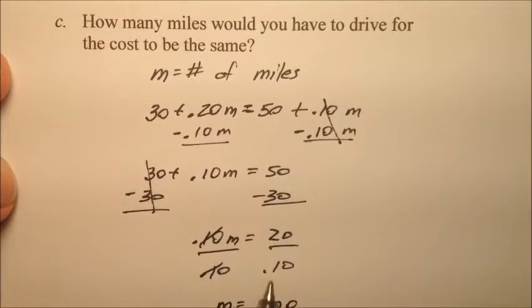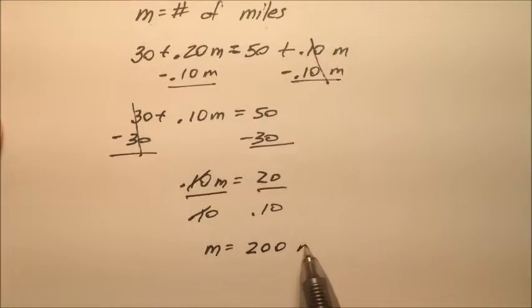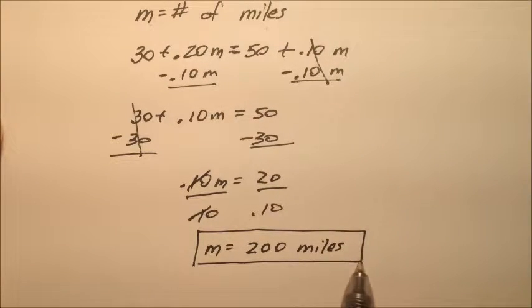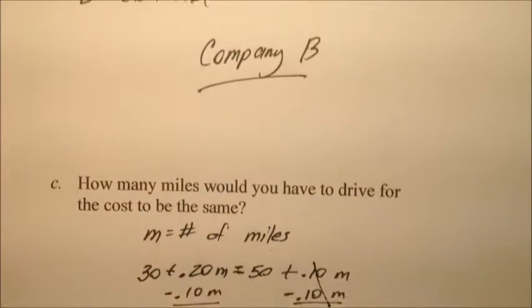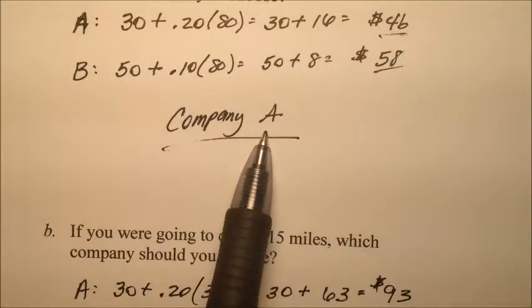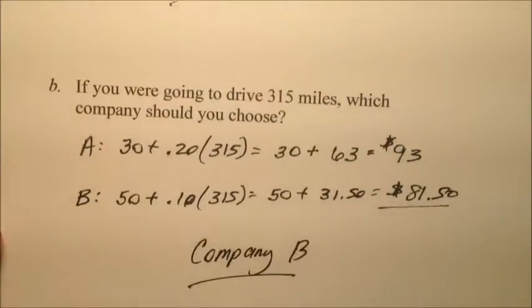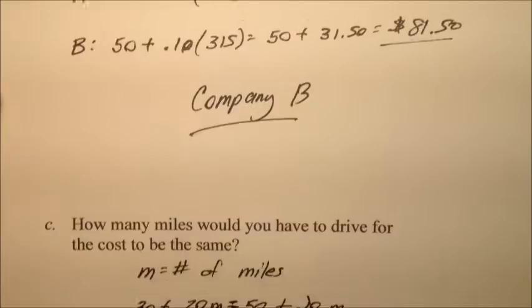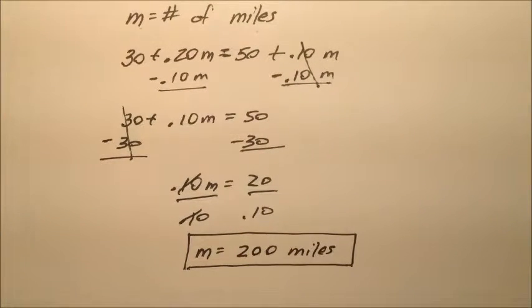And what does my m represent? Well, it's the number of miles. So at 200 miles, the companies will charge the same amount. So let's talk about this a little bit. If at 200 miles they cost the same, we know from part A that anything less than 200 miles, company A will be better. Anything more than 200 miles, company B will be better. And at 200 miles, they're the same. So there's your solution for number 78.